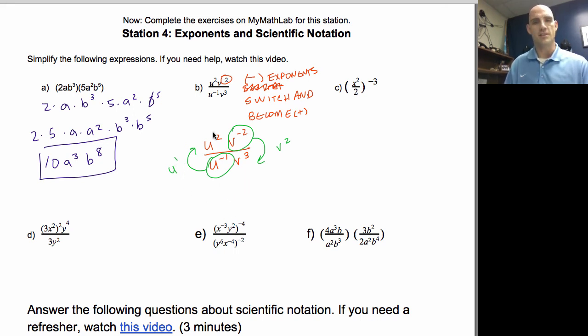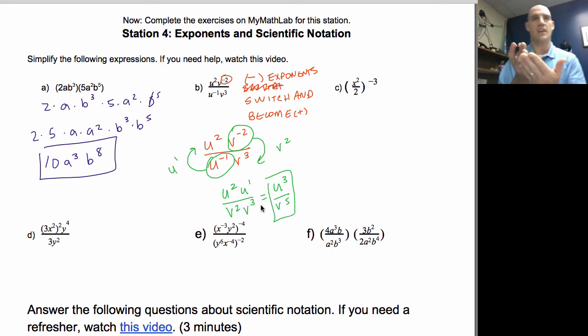Let's simplify. On top, u squared stays. And now on top, this u to the first, so this u to the negative 1, went up top and became u to the first. And here I've got v to the negative 2 going to the bottom and becoming v squared. And I still have v to the third power. When I simplify, I've got u cubed over v to the 5th. So I have negative exponents eliminated, which is one of the properties of simplification. I have to rewrite with no negative exponents. So to get rid of those negative exponents, they simply switch and become positive.